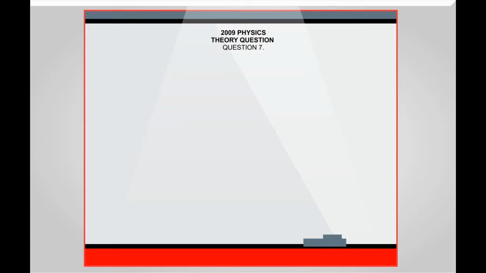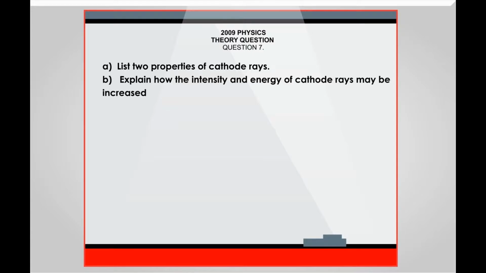Question 7. A. List two properties of cathode rays. B. Explain how the intensity and energy of cathode rays may be increased.